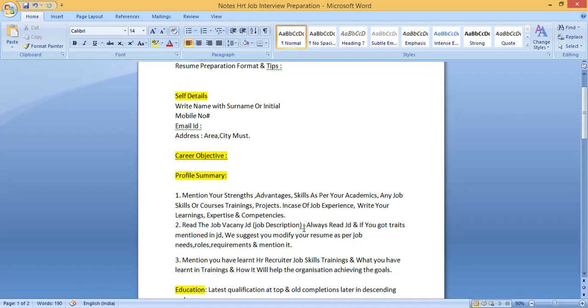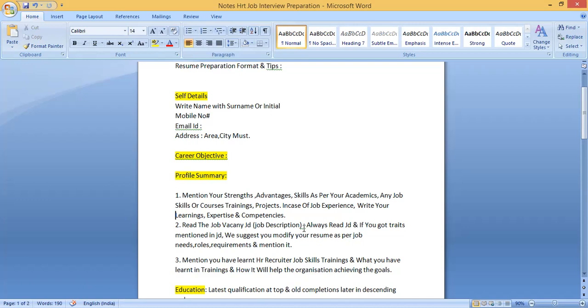In the profile summary, you're going to mention your strengths and advantages. If you're a fresher, then write in general what your strengths and advantages are, and not the skills that you have gained in your academics. If you're experienced, write more about your previous job experience, the role, the challenges, the targets, how you have helped the organization to grow, what your learnings, expertise and competencies are.